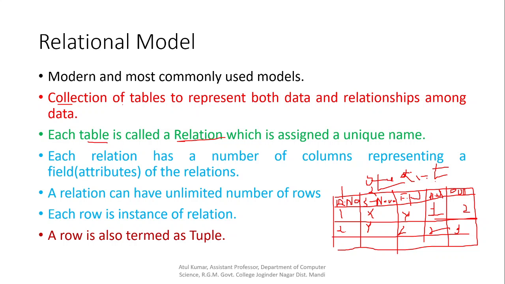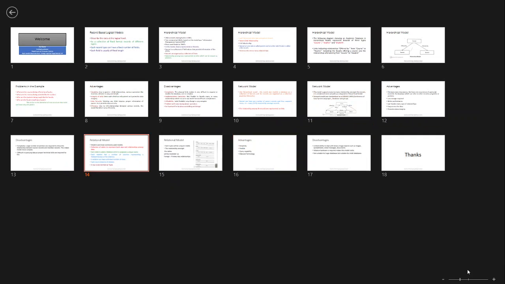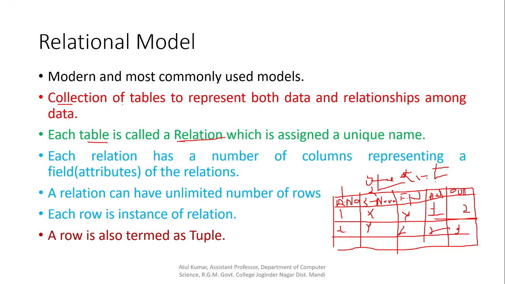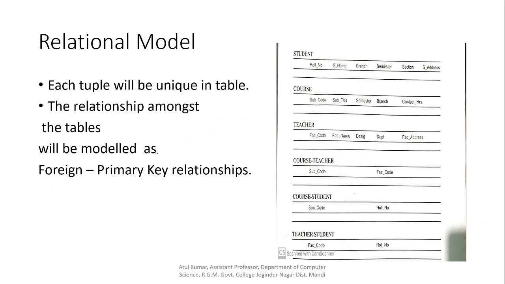So here you can see we can add an unlimited number of rows, and each row is called a tuple in this kind of relation. Also, one row is unique to any other row in the same relation. The data in this row is different from the data in another row. So each row or each tuple will be unique in the table.